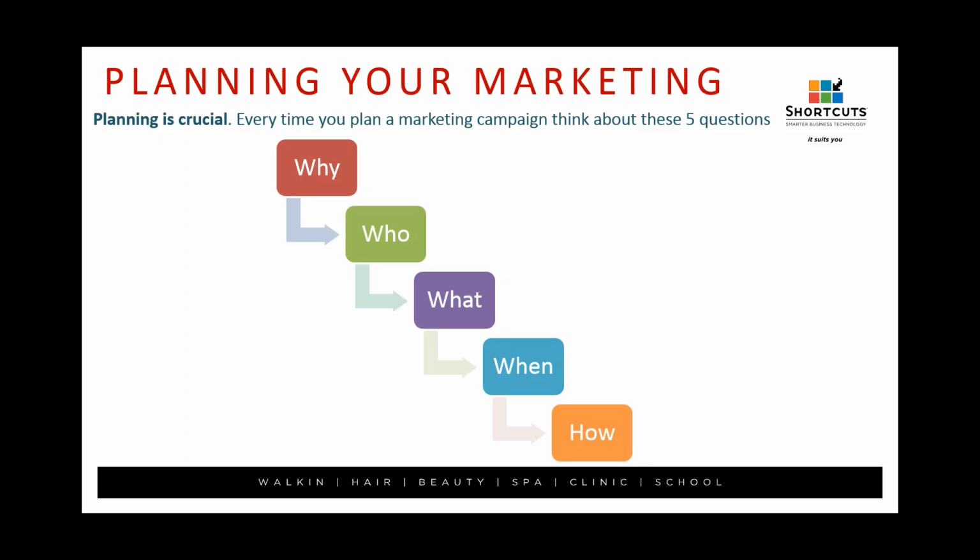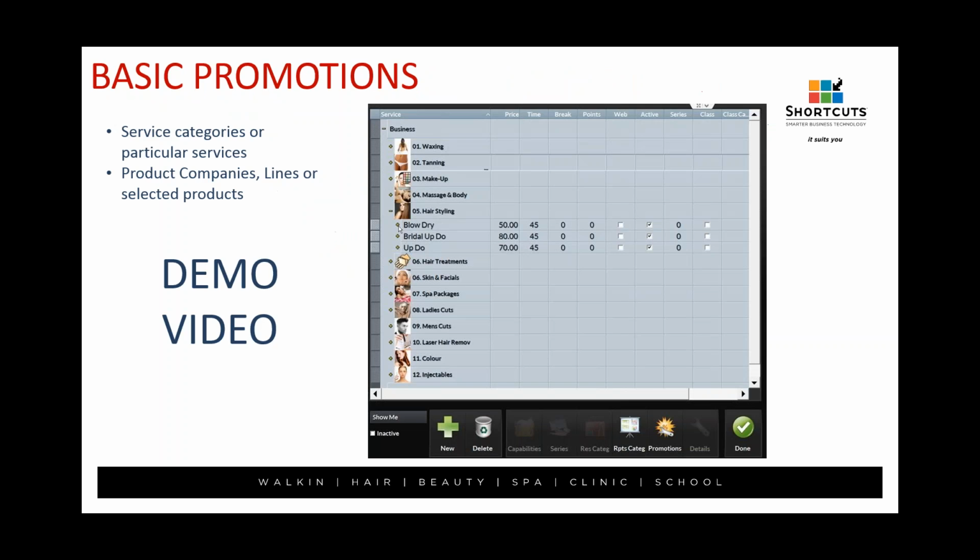When? So when does this campaign or when does this information need to get to my client? And then how? How am I going to deliver the information? Is it going to be via email? Is it going to be via social media? Is it going to be something that they see in the salon? Or maybe it's all three. So just to review the why, who, what, when, and how.